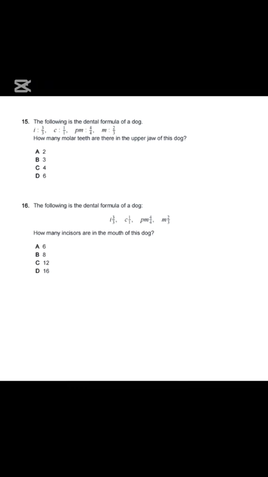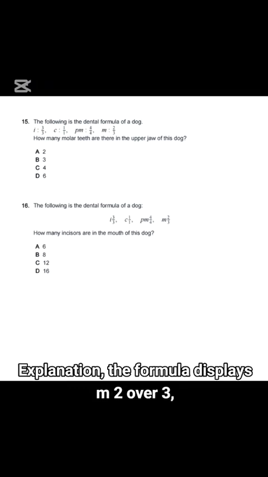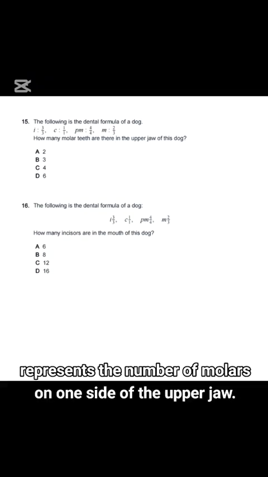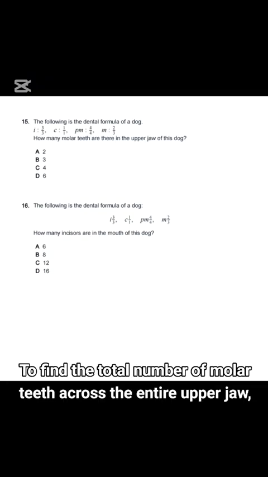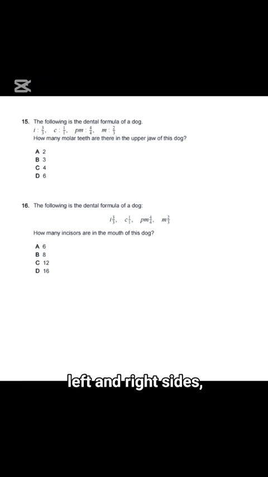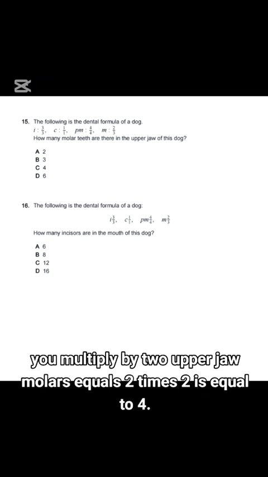Question 15. Answer: C. 4. Explanation: the formula displays M 2/3 where the numerator, 2, represents the number of molars on one side of the upper jaw. To find the total number of molar teeth across the entire upper jaw, left and right sides, you multiply by 2.